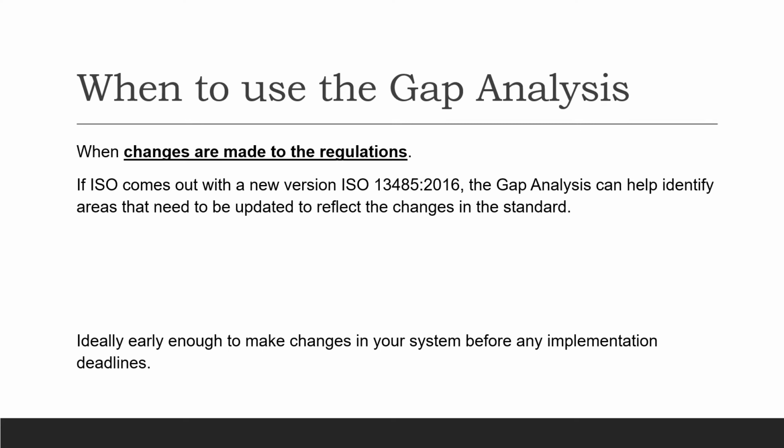You can also use a gap analysis for when there's changes being made to the regulations themselves. So if ISO is going to come out with a new version of ISO 13485-2016 and maybe update to 13485-2020, the gap analysis can be used to help identify the areas that need to be updated in your documents to reflect the changes that are made inside the standard. And bonus points if you can do this early enough to make changes to your system before any implementation deadlines.